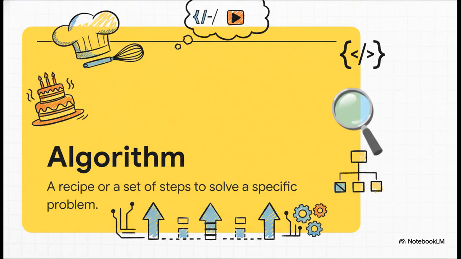Okay, so an algorithm sounds kind of technical, but it's really just a fancy word for a recipe. Seriously. It's just a clear, step-by-step set of instructions to get something done. If you've ever followed a recipe to bake a cake, guess what? You've used an algorithm. In programming, it's the exact same idea, a precise plan to hit a specific goal.